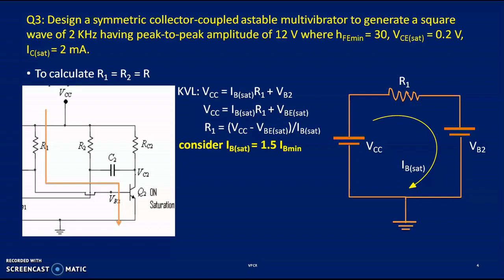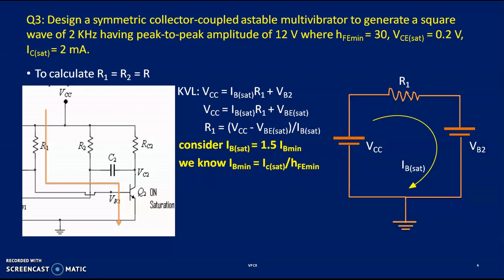So in order to find out IB sat, whenever you are doing these kind of problems, we need to consider some assumptions. That consideration is IB sat, that means saturated base current, equal to 1.5 times the minimum base current which is required to make the transistor on. And we know IB minimum equal to IC sat by HFE minimum. As I said in the starting, HFE minimum is nothing but current gain. Current gain is nothing but output current by input current.